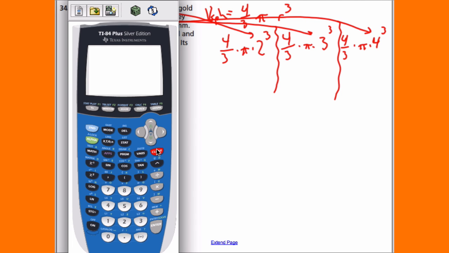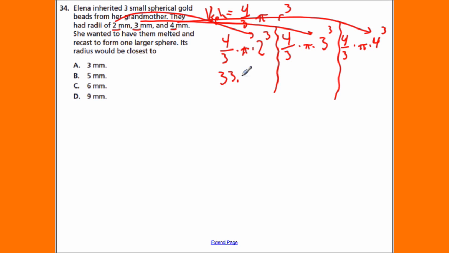Let's find these 3 answers using our calculator. Easiest way is to do this in parentheses. 4 divided by 3, close your parentheses, times pi, which is second, the caret key, the number right above that is pi, times, and let's do the first one, 2 to the 3rd power. Well, the 3rd power, if you look under math, number 3 is the cubed power. So I hit cubed power, I hit enter, and we get 33.51. So this one would be 33.51. You'd go through and do the same thing for the other ones.